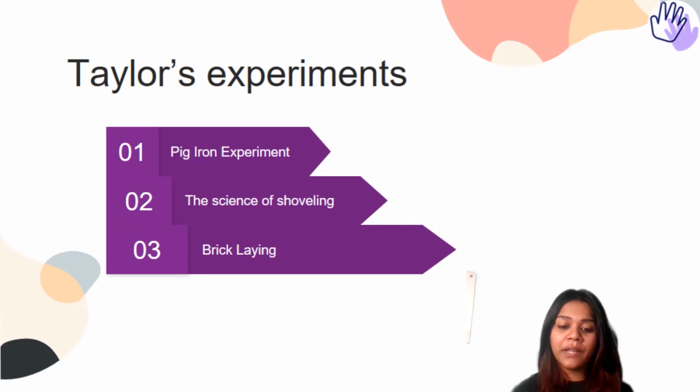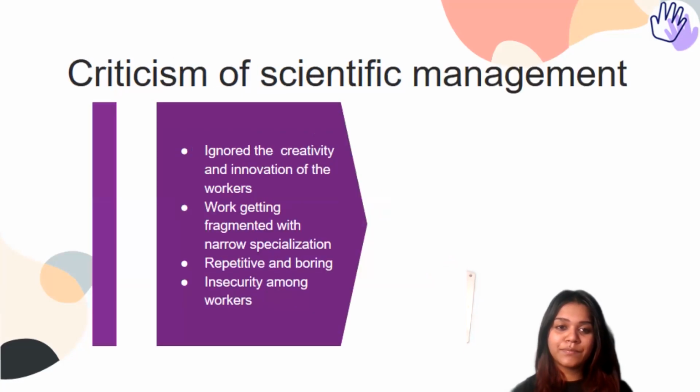And the next he did was the bricklaying experiment. So, taking a clue from Taylor, Gilbreth's bricklaying experiment proved a significant decrease in the number of motions required to lay the brick. They used picture technology to do the experiment. So the first two were done by Taylor, while the bricklaying experiment was done by Gilbreth, but the clue was taken from Taylor only. So that was what the experiments were all about.